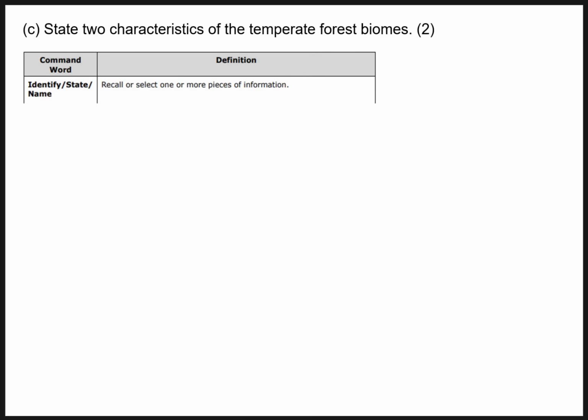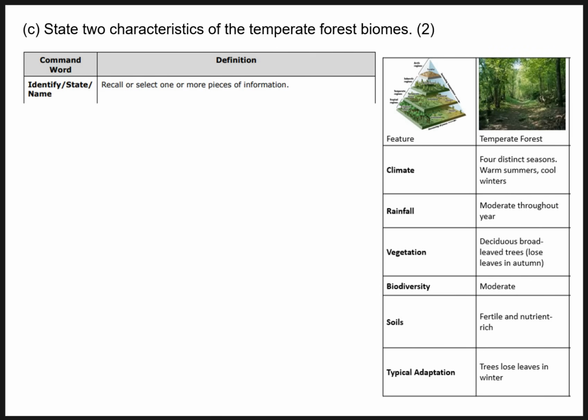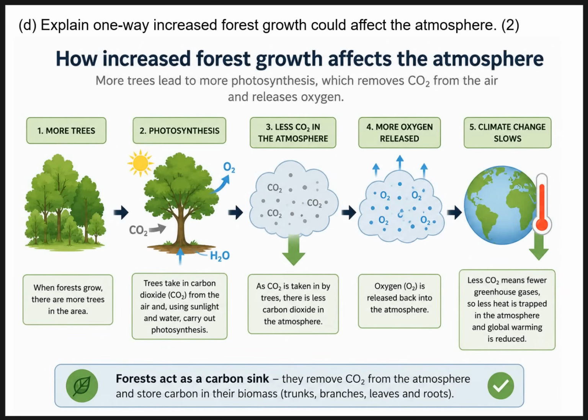Okay, next question. State 2 characteristics of the temperate forest biomes. So this is where that table comes in handy. So any of those characteristics. Okay. Explain one way increased forest growth could affect the atmosphere.